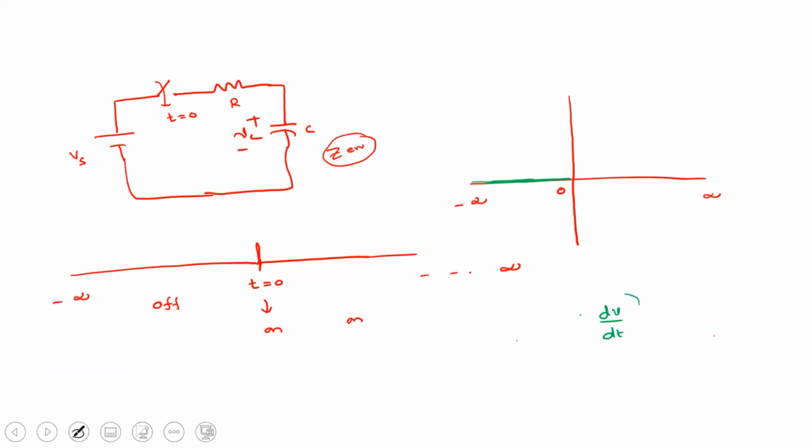So capacitor will not allow sudden change in the voltage. Whatever the voltage here, the same voltage is here, right? So now the question is, when will it reach 20 volts, and how will it reach this Vs? That is what we are going to study now, right?